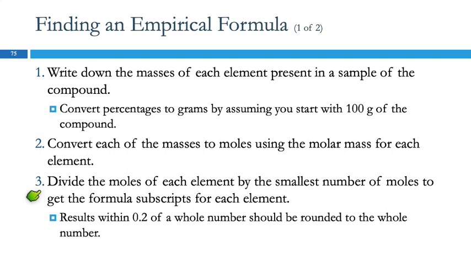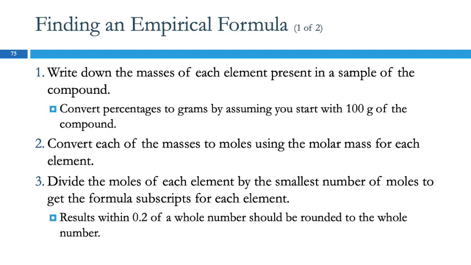So we're going to divide the moles of each element by the smallest one. We're going to do that so that our smallest ratio is 1 and everything else is 1 or greater. We don't want a ratio of 0.5 or something. If your result is within 0.2 of a whole number, you can round it to the whole number.